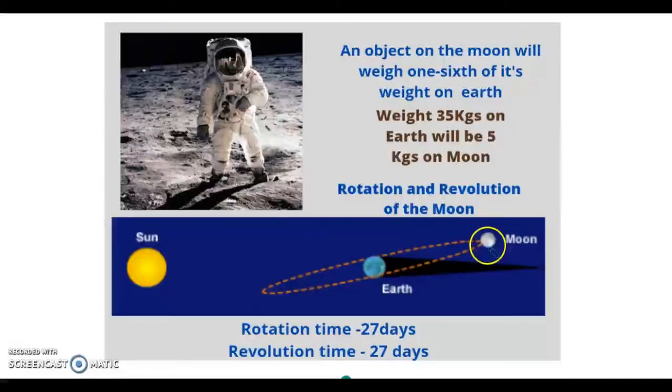So how many days does the moon take to complete one rotation? Yes, the moon takes 27 days to complete one rotation. And how many days does the moon take to complete one revolution? It takes 27 days. So the rotation time and revolution time of the moon are the same. This is the reason why we can see the same part of the moon every day from the earth.